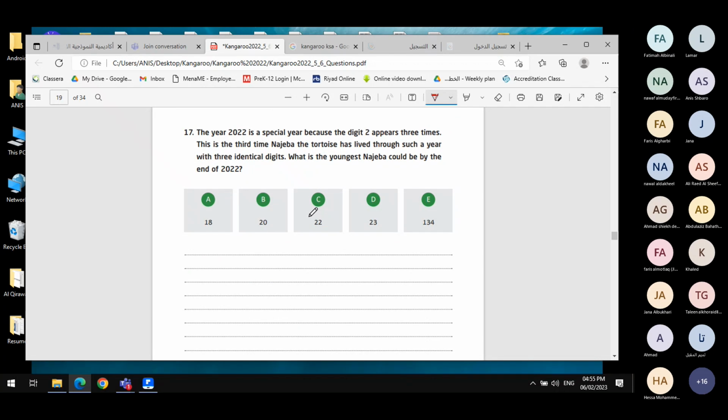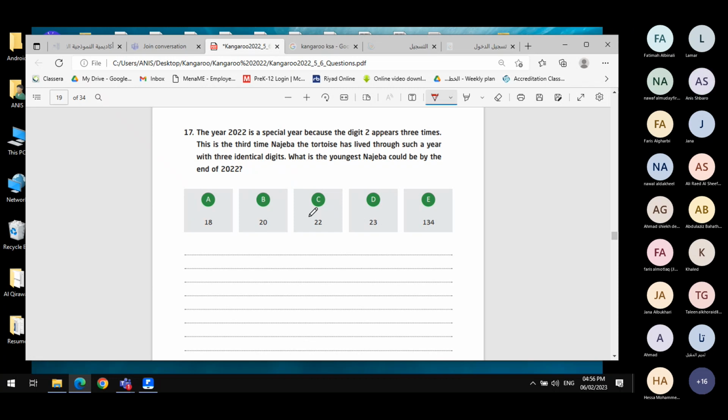Okay. The year 2022 is a special year because the digit 2 appears 3 times. This is the 3rd time Najba the tortoise has lived through such a year with 3 identical digits. What is the youngest Najba could be by the end of 2022? Okay, so what ideas do you have?